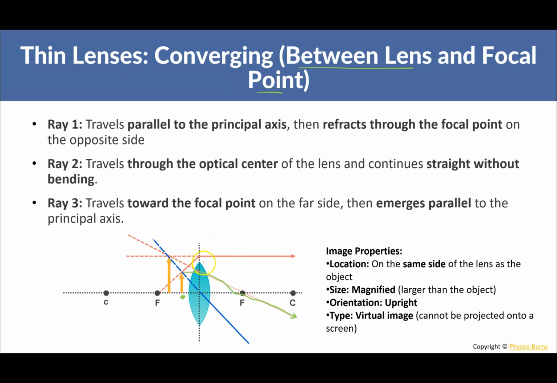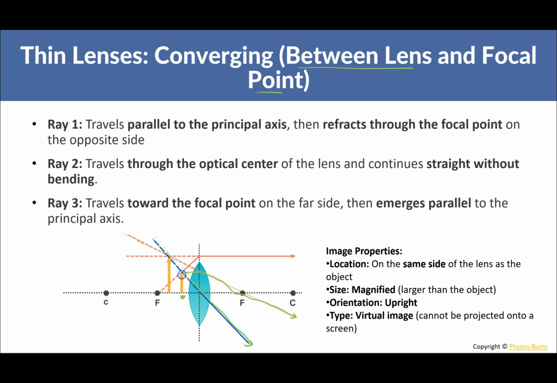But we're also having the reflected part go this way. And then the second one travels through the optical center. Again, we're going straight down, but the reflected part goes way back this way. And then, like last time, it travels towards the focal point on the far side, then emerges parallel to that.